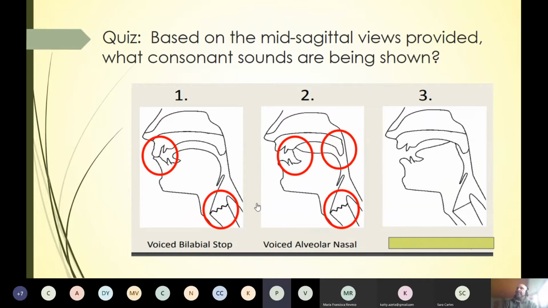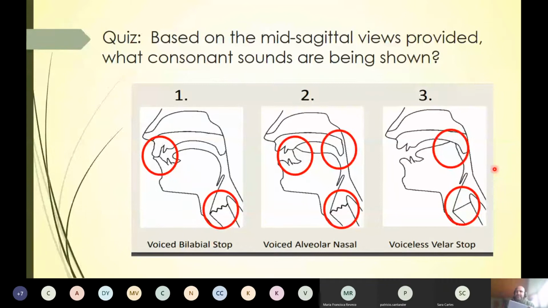And number three, what do you think? Velar. Velar, right? Voiceless. Oral. Oral, all right? Stop. Exactly. It is an oral sound, it is voiceless, it is velar, and it is a stop because the back of the tongue is touching the velum and is, for at least a fraction of a second, stopping the airflow from leaving through the oral cavity, right?